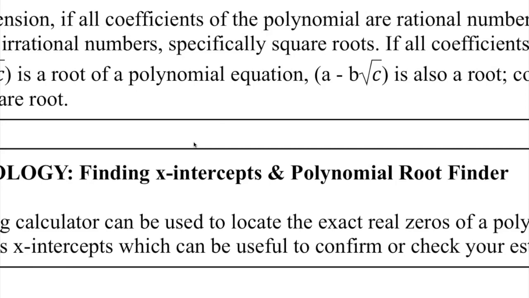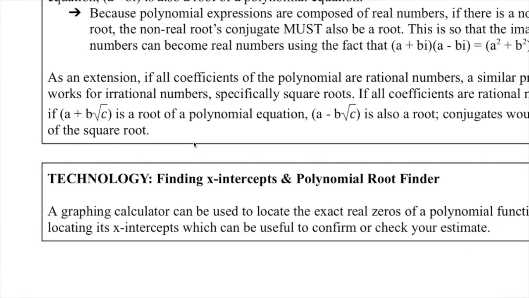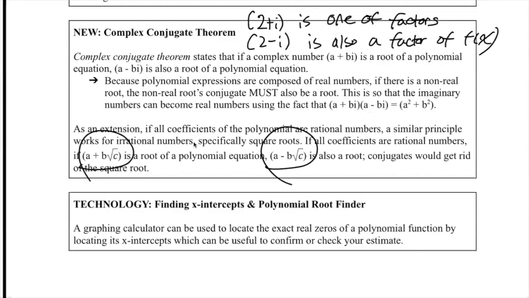So in that case, because there are no irrational numbers within the coefficients, it also tells us that if a plus b root c is a root of a polynomial expression or an equation, its conjugate should also be a root, so that when we multiply those two, the irrational number can go away and we can only have rational numbers. So the same logic works for both complex numbers as well as irrational numbers.